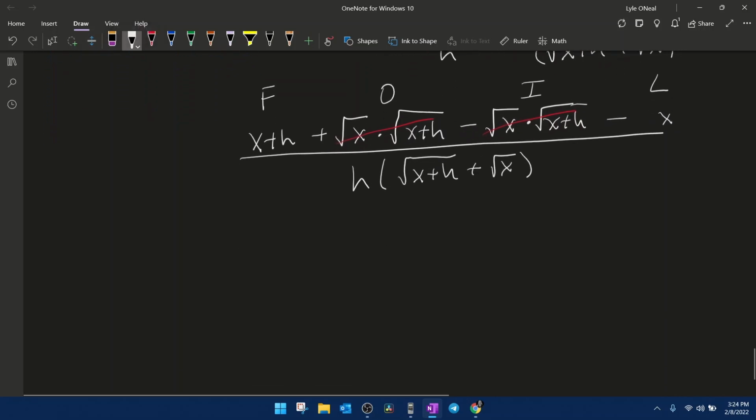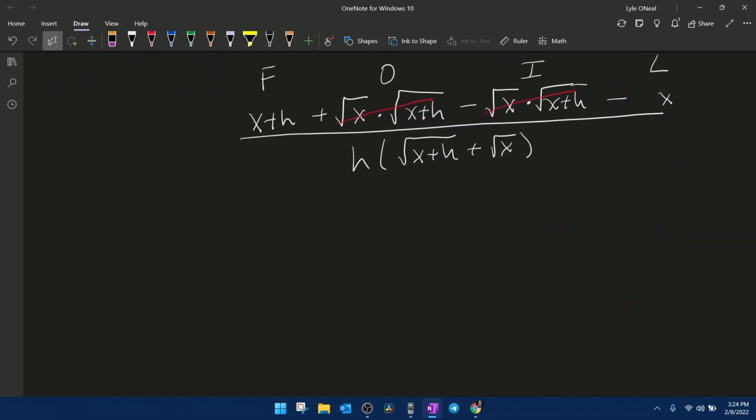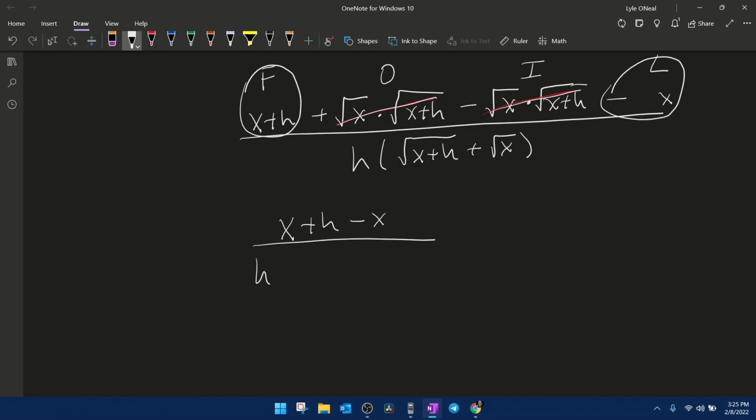Now, let's see where we're at. We've got the outside and the inside. Those terms canceled each other out. So in the numerator, I simply have the x plus h minus x all over the denominator. And then if you notice in the numerator, we've got a plus x minus x that are going to cancel, which is going to leave me only an h.